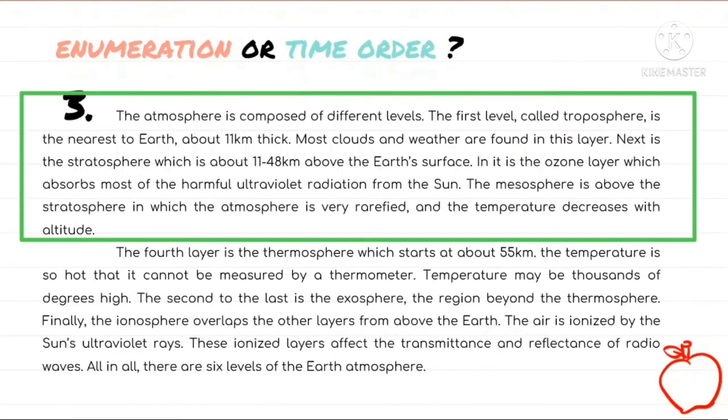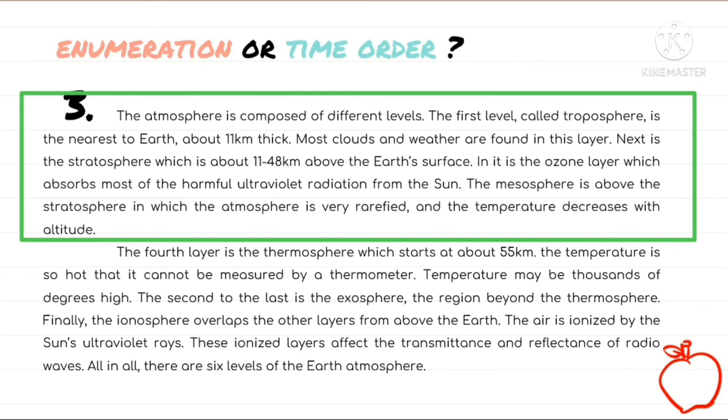The first level, called Troposphere, is the nearest to Earth, about 11 km thick. Most clouds and weather are found in this layer. Next is the Stratosphere, which is about 11 to 48 km above the Earth's surface. In it is the ozone layer, which absorbs most of the harmful ultraviolet radiation from the sun. The Mesosphere is above the Stratosphere, in which the atmosphere is very rarefied, and the temperature decreases with altitude.